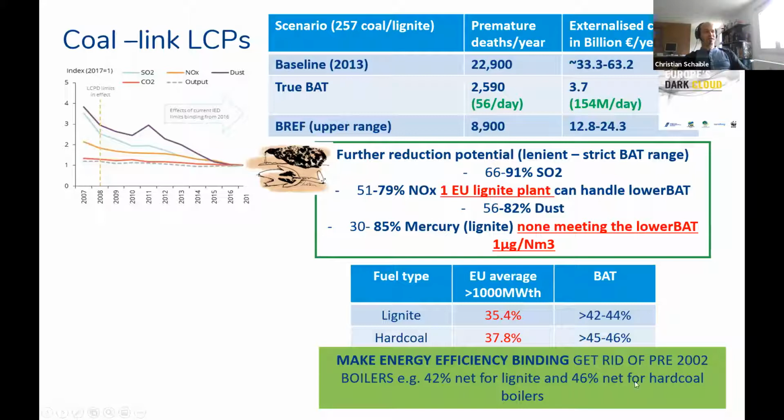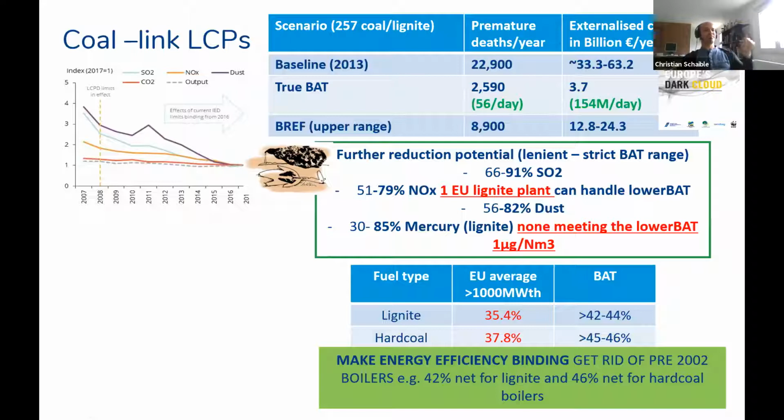One important point I insist on for the climate change campaigners is we have a BAT on energy efficiency ranges. For lignite, it's bigger than 42 to 44% boiler efficiency net. For hard coal, it's 46%. If we would just make those two binding, we can get rid of all the pre-22 boilers from now. We have to make it.